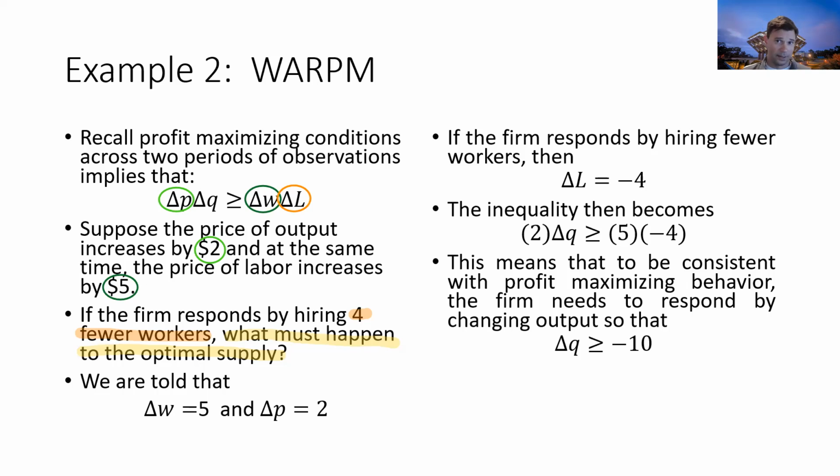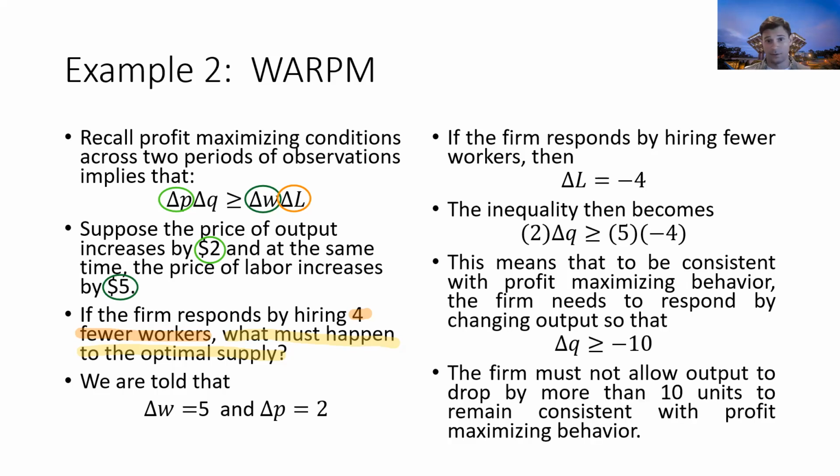Meaning, if the firm had increased its output, it would not violate the profit maximizing conditions. Even if the firm dropped its output, it's possible it would not violate those conditions as long as the drop in output is not too big. How big? It cannot go down by more than 10. If the output was to drop by more than 10, then we could say, hey, that firm's behavior is not consistent with profit maximization in at least one of those periods.